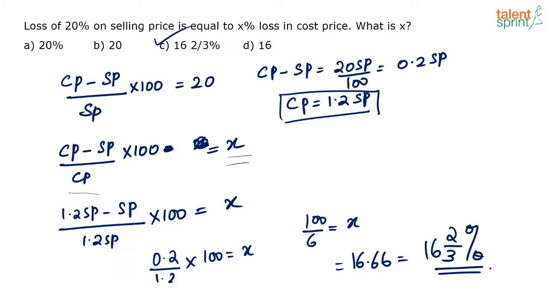Now they are asking me what is the value of X. So what did we do? We first took this equation, found out the relationship between cost price and selling price, and then I put this value of cost price here. I wrote everything in terms of selling price in the second equation and got the answer. Okay, correct answer is option C.